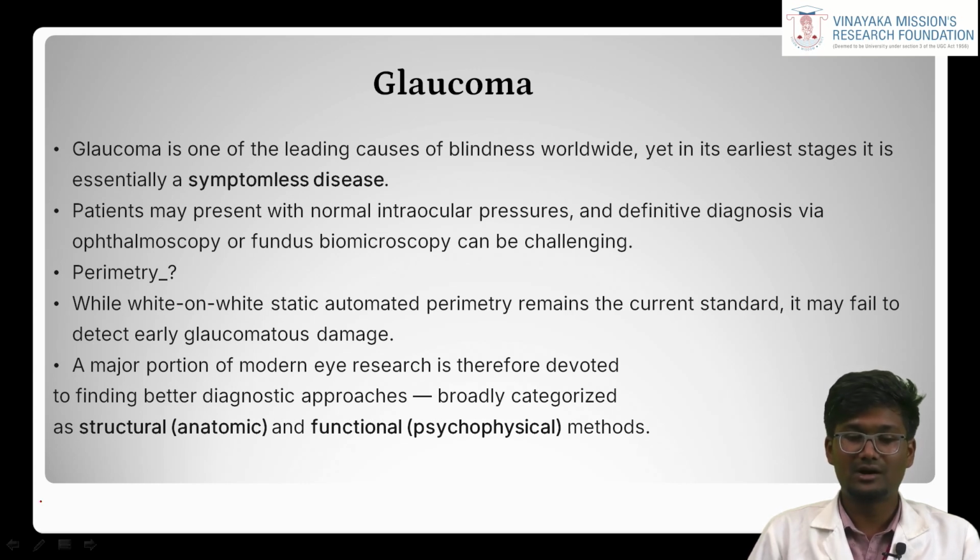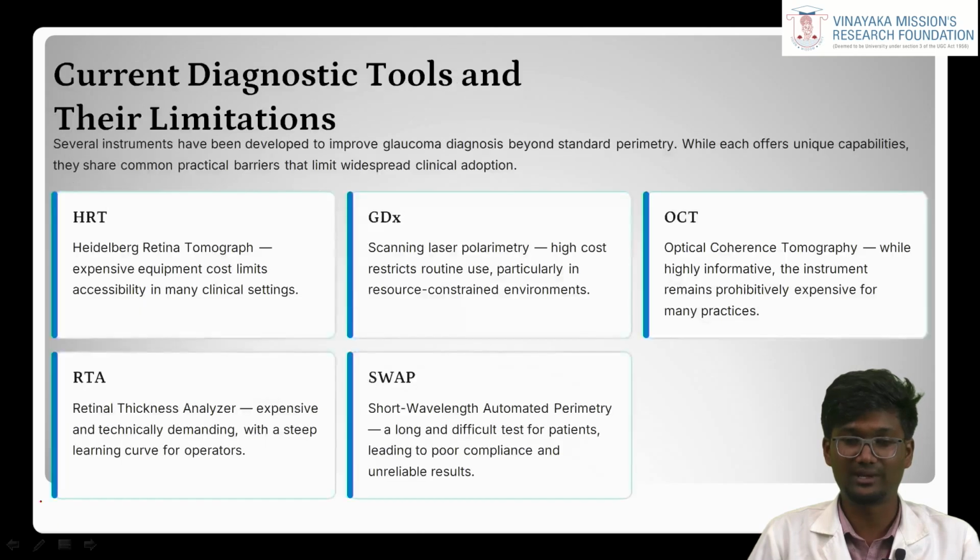A major portion of modern eye research is therefore devoted to finding better diagnostic approaches, broadly classified as structural and functional. Structural changes we may easily find by OCT, such as RNFL, and for functional there is a psychophysical parameter available, which is today's topic. Now the current diagnostic tools for glaucoma and their limitations. There are lots of instruments because glaucoma is a leading cause of preventable blindness. According to the World Vision report, glaucoma is among the top five causes of blindness.